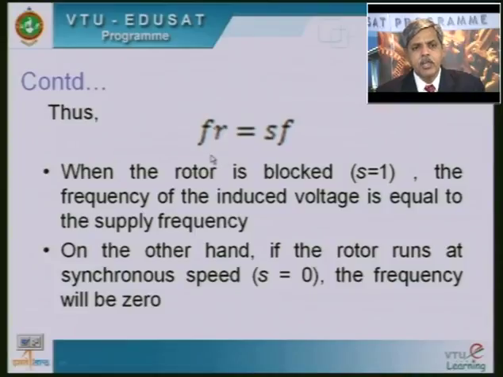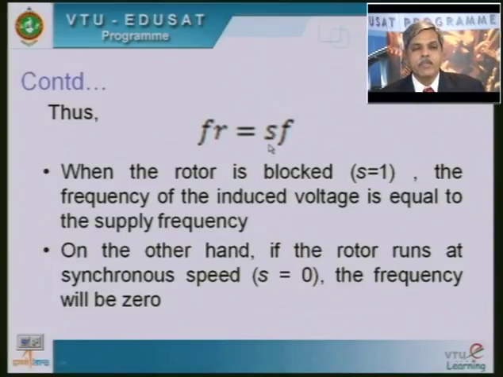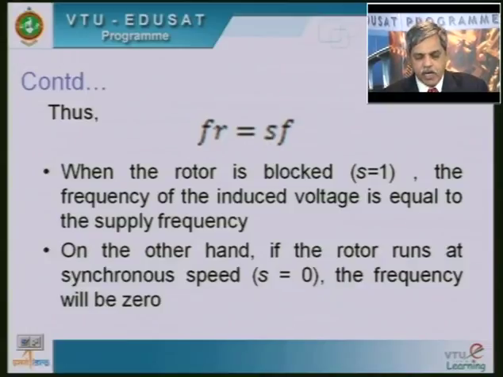Under running condition, the frequency will always be lesser than the supply frequency. Here in this expression, when s is equal to 1, which happens under starting condition, the induced currents have a frequency fr equal to the supply frequency, but under running condition this frequency will be less than the supply frequency because of this s here.